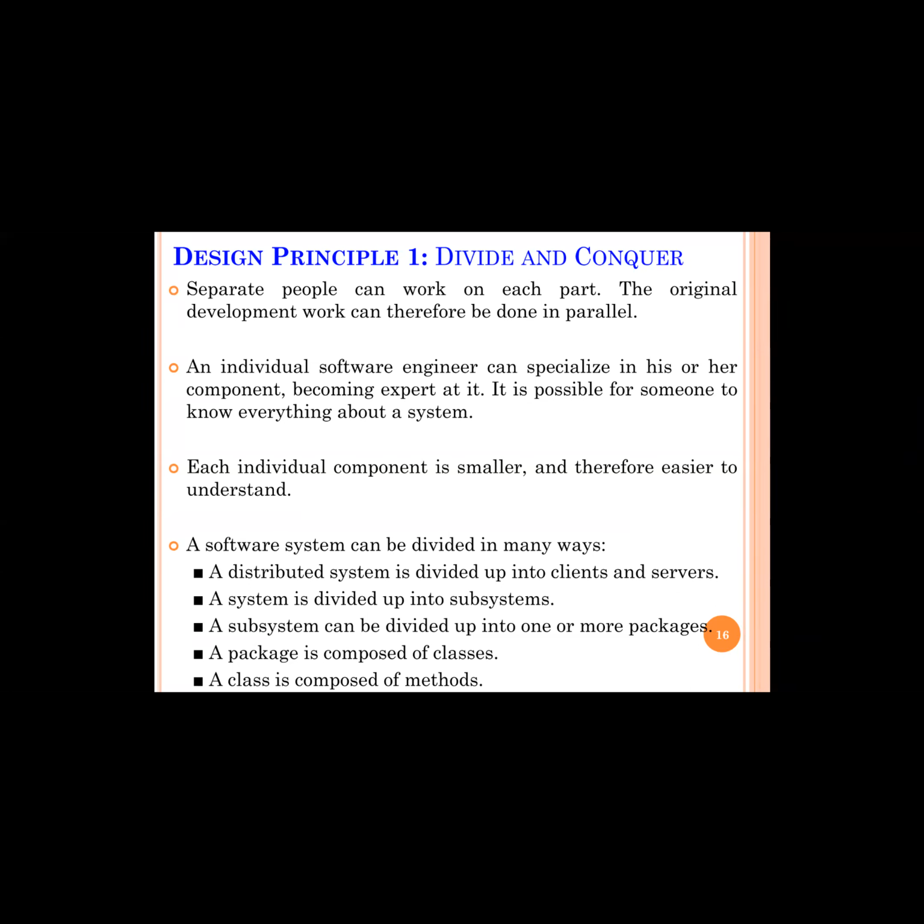Each individual component is smaller and therefore easier to understand. So to reduce the complexity and to independently make different components of the same product by different teams of people, we can go for this divide and conquer design technique. A distributed system is divided up into clients and servers. A system is divided into subsystems, and a complex problem can be divided into small subproblems.